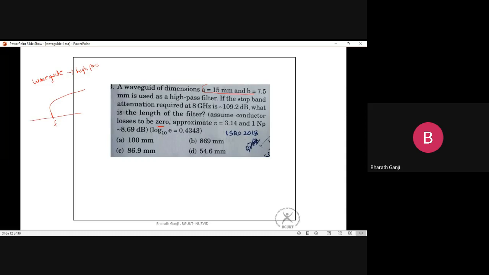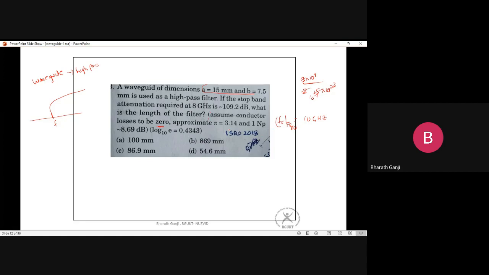Okay, maybe if the 8 gigahertz, first of all, whether 8 gigahertz is attenuated or not, of course it will probably be attenuating. So with 15 mm, the first mode cutoff frequency is c by 2a, so that is 3 into 10 to the power of 8 divided by 15 into 10 to the power of minus 3. Okay, so you get 10 to the power of minus 2 in the denominator. So you can see 10 gigahertz is the cutoff frequency for the TE10 mode in this waveguide.